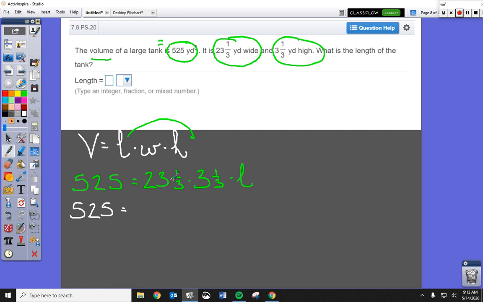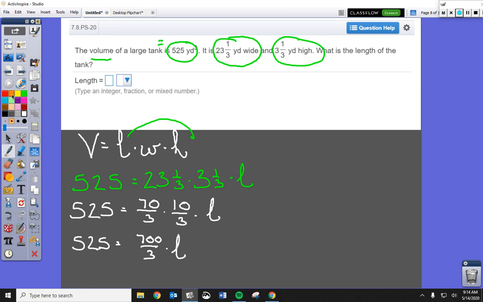To do this, I'm going to convert these into improper fractions. So we go 23 times 3, I believe, gives me 69 plus 1. That should give me 70/3 times. 3 times 3 is 9 plus 1 is 10. So we have 10/3 times the length. Unfortunately, I cannot do any cross reduction. So again, 525 is still left here by itself. It is equal to 700/3 times the length.